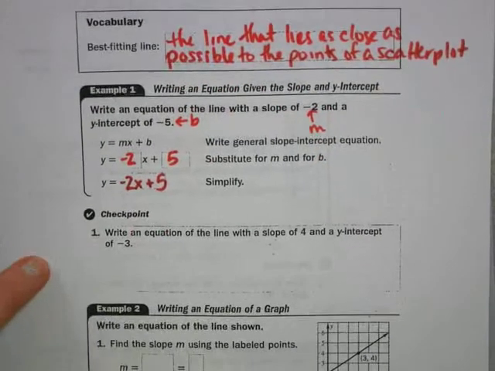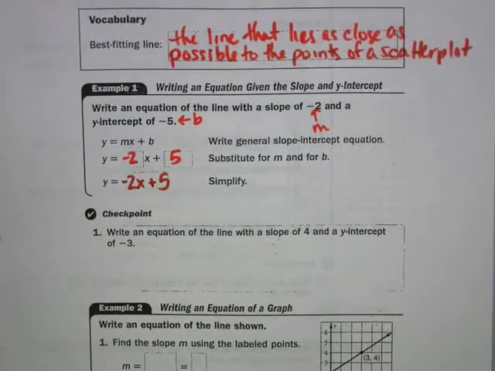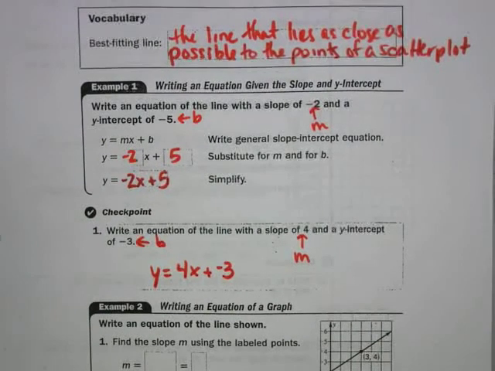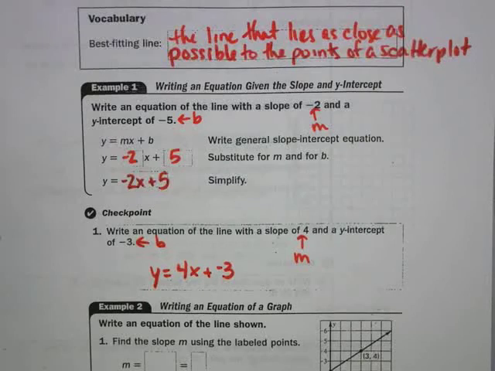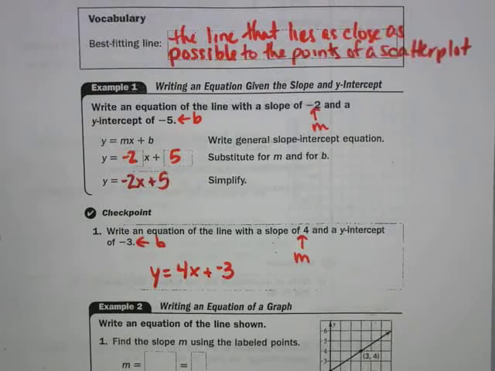So what I want you to do is pause, and then come back and see if you have the same answer as I do. All right, so you should have gotten y equals 4x plus -3, or you could have had 4x minus 3. The m was 4, and the y-intercept was -3.